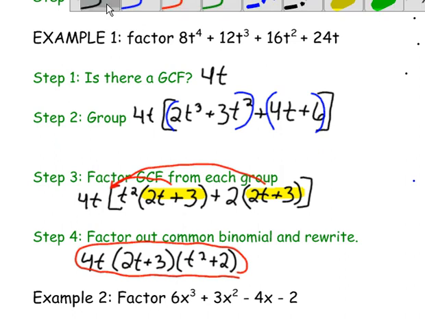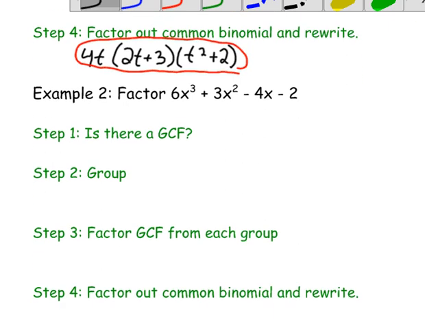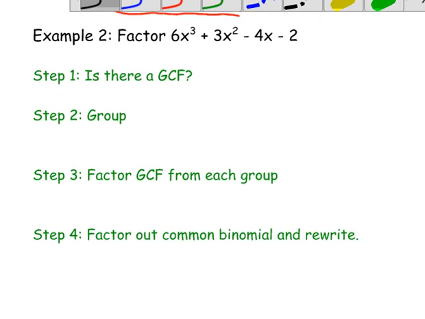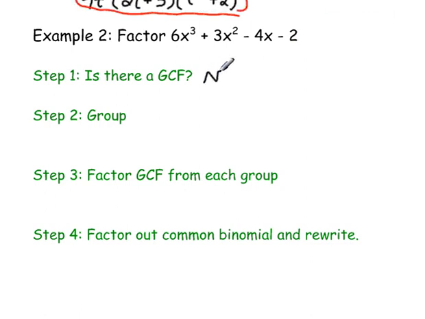Okay, let's move on to the next problem. Example number 2. We're going to factor 6x to the third plus 3x squared minus 4x minus 2. Step 1. Is there a greatest common factor among all of them? Well, I see that 6 and 3 have the 3 in common, but the 3 is not in common with the negative 4 and negative 2. So the answer there is none. We do not have a greatest common factor.